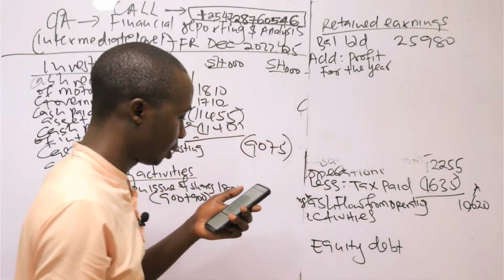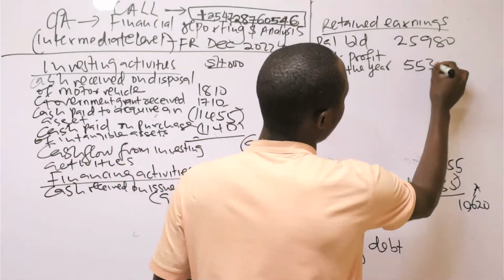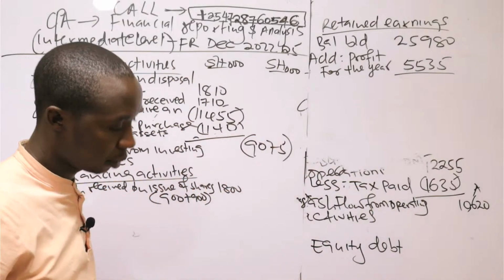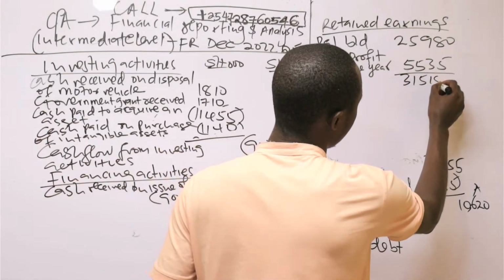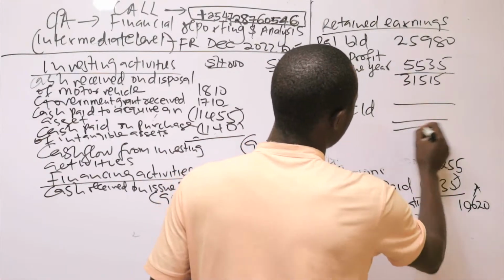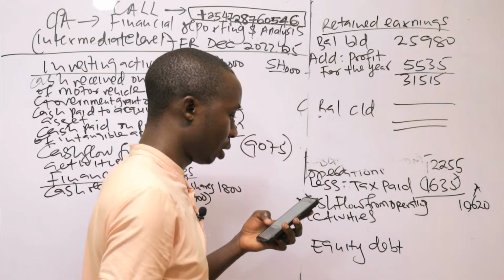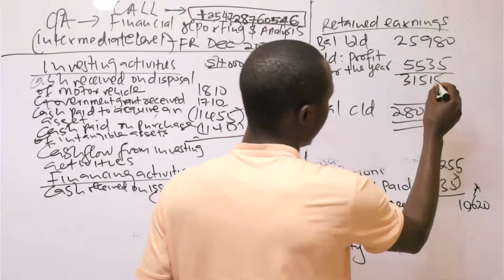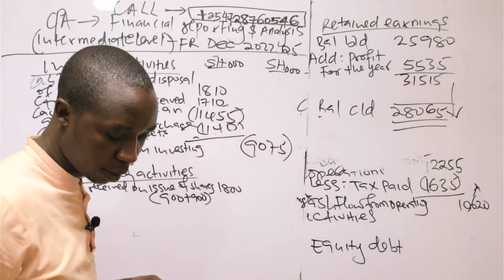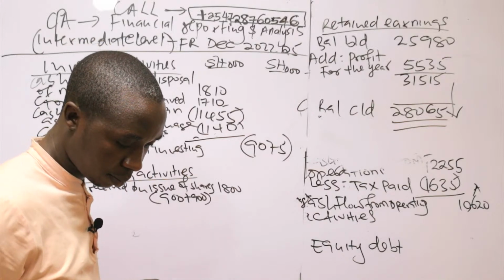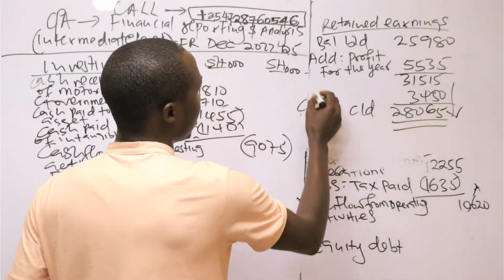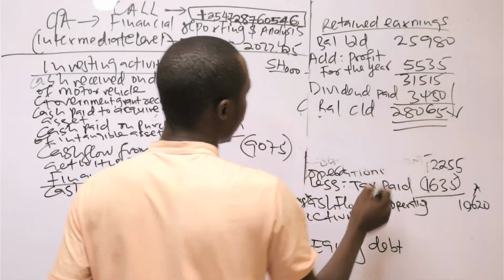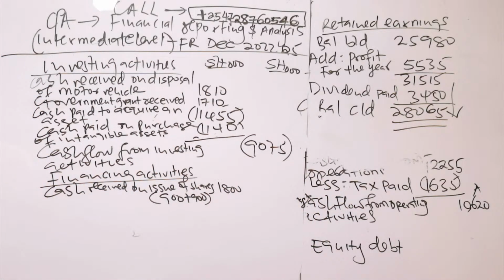So the profit after tax is 5,535. If I take 25,980 plus 5,535, this is 31,515. So the balance carried down here under the retained earnings from the statement of financial position is 28,065. Remember that there's a reduction of profit. Why? Because they paid dividends. Dividends paid of 3,450. So the profit reduced from 31 to 28. So they paid dividends to the shareholders.